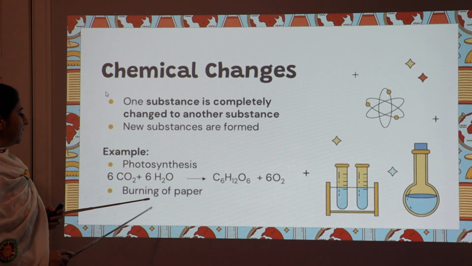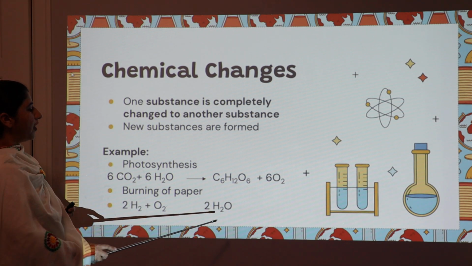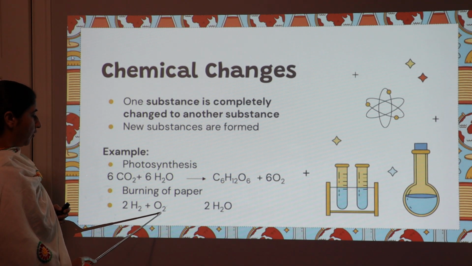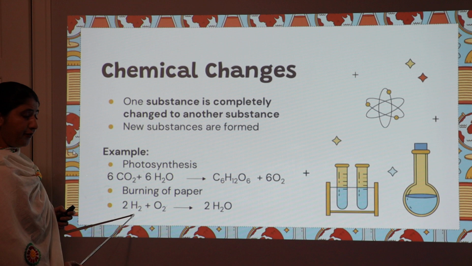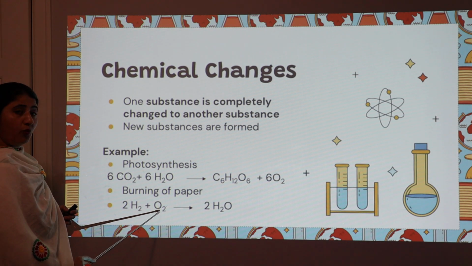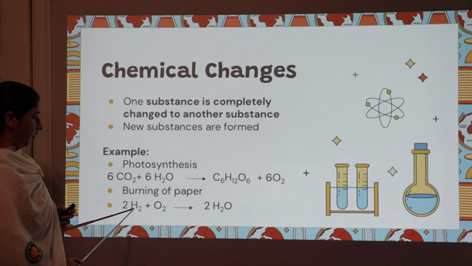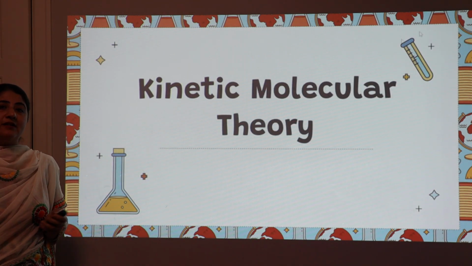The next example is the burning of paper. Another one is the formation of water from hydrogen and oxygen. In this case, initially we have hydrogen which combines with oxygen, and after the combination of both hydrogen and oxygen we get water. So these are the chemical changes.